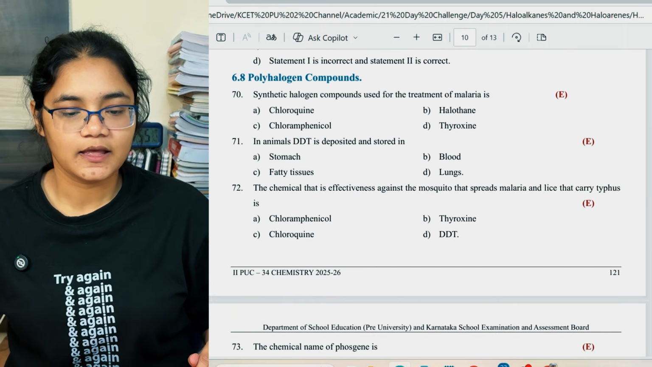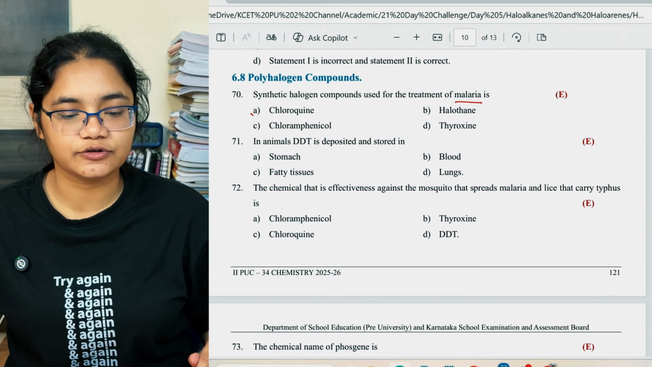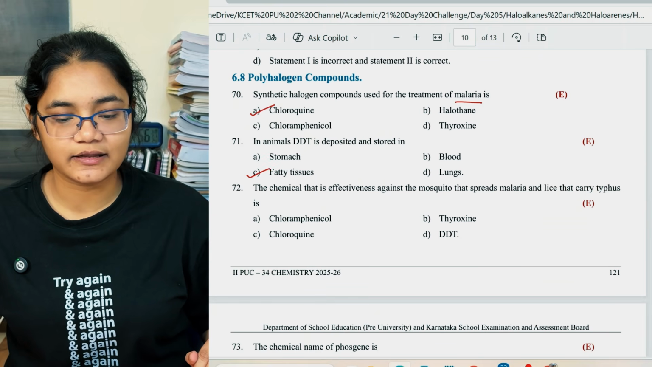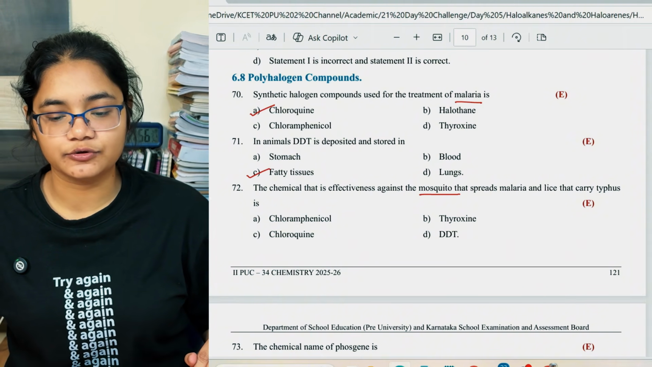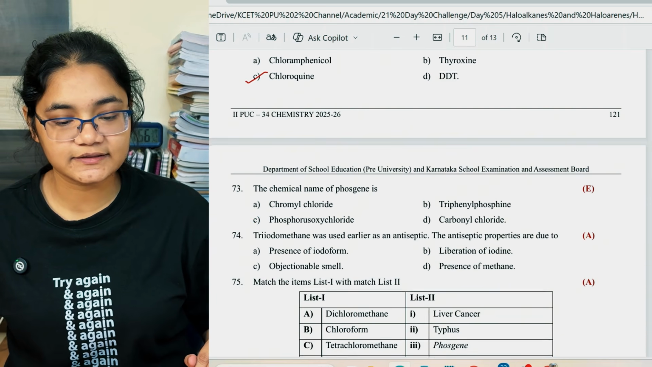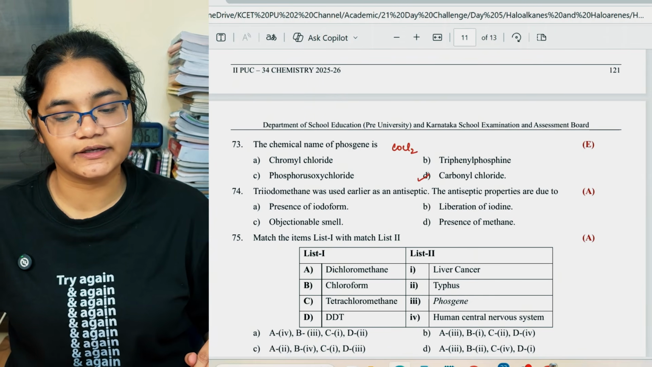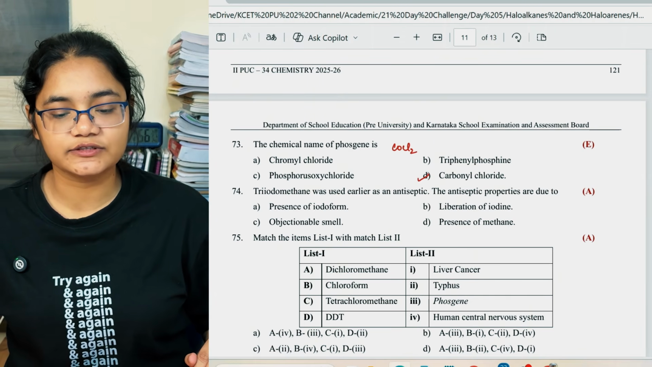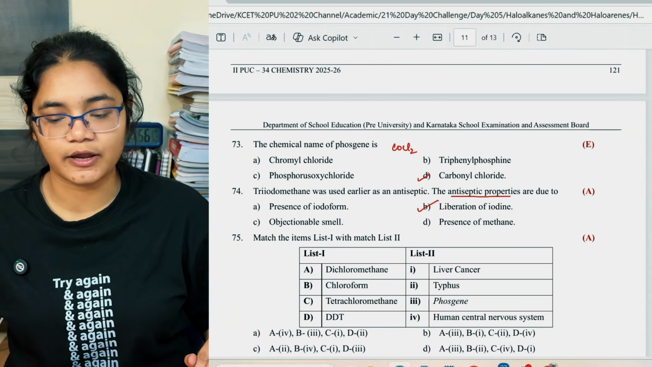So option number A. Next, synthetic halogen compounds used for the treatment of malaria is actually chloroquine. In animals, DDT is deposited in the fatty tissues. The chemical that is effective against the mosquito that spreads malaria and lice is again chloroquine. Next, the chemical name of phosgene is carbonyl chloride. It is COCl2. Triiodomethane was used earlier as an antiseptic. The antiseptic properties are due to the liberation of iodine.